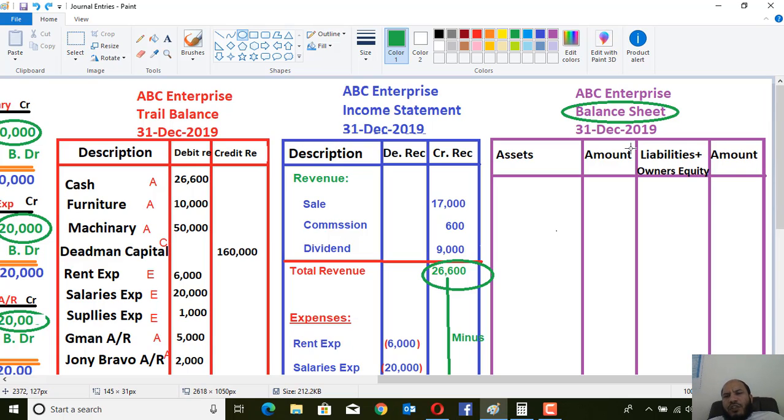Dear students, the balance sheet shows the financial position of a company. It is also called a financial statement.